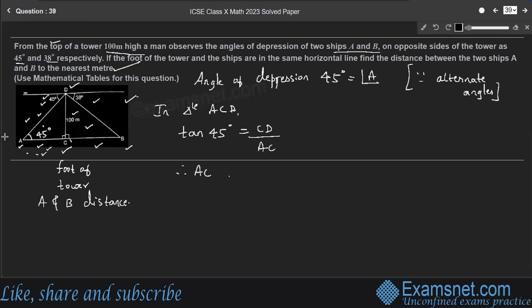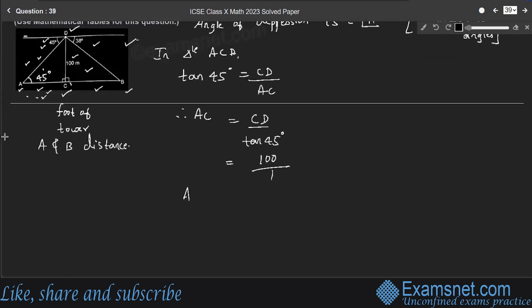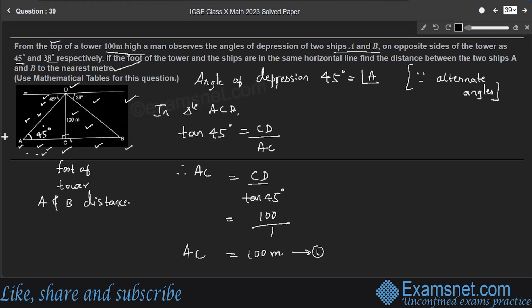Therefore, AC is equal to CD by tan 45. CD is already given, the height of the tower, 100 meter, and tan 45 is always 1. Therefore, AC distance is 100 meter. Consider this as 1. Now consider another triangle and the respective angle of depression.